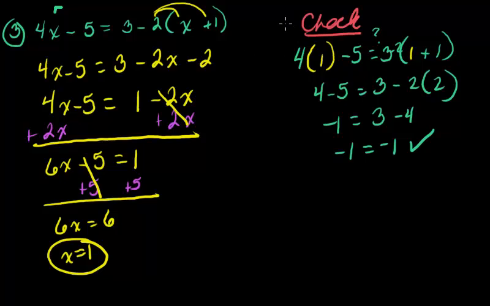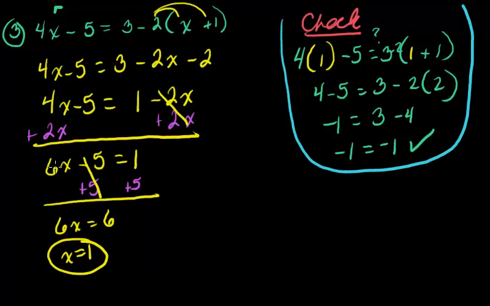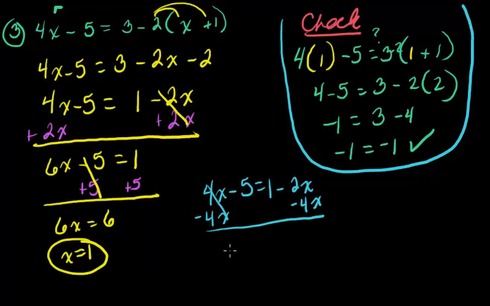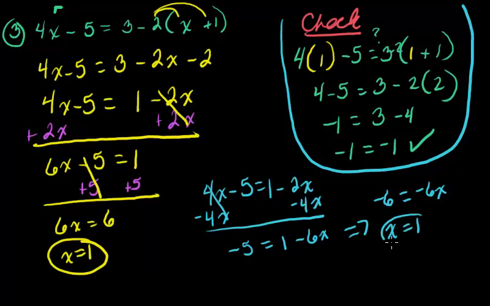Now let's go back to one thing. Okay, this is our checking. Right here, when we had 4x minus 5 equals 1 minus 2x, we could have chosen to subtract 4x from both sides. And when doing so, we would have gotten negative 5 equals 1 minus 6x. Then we would have added 1 to both sides, and we would have gotten negative 6 equals negative 6x. And then dividing both sides by negative 6, we would have gotten x equals 1.